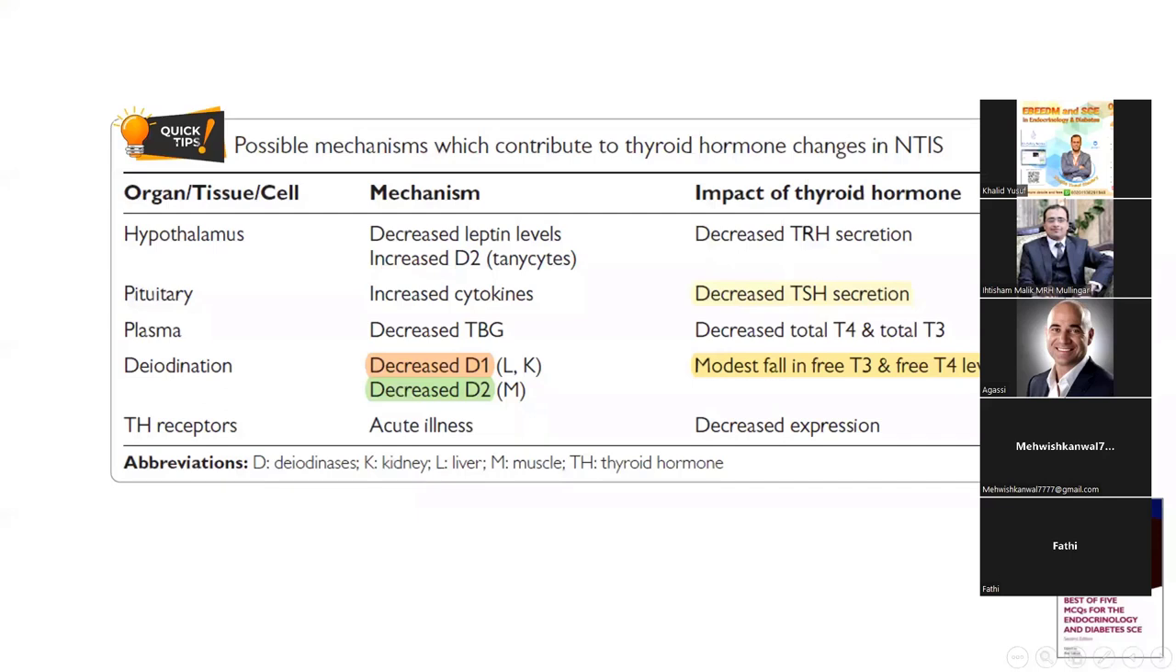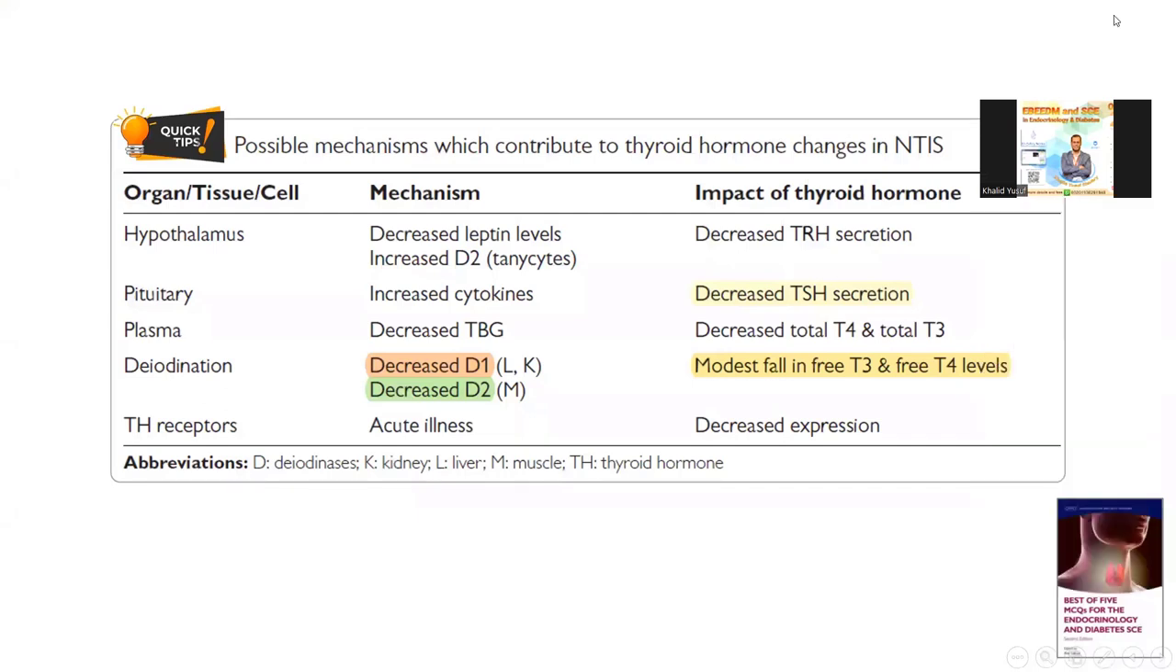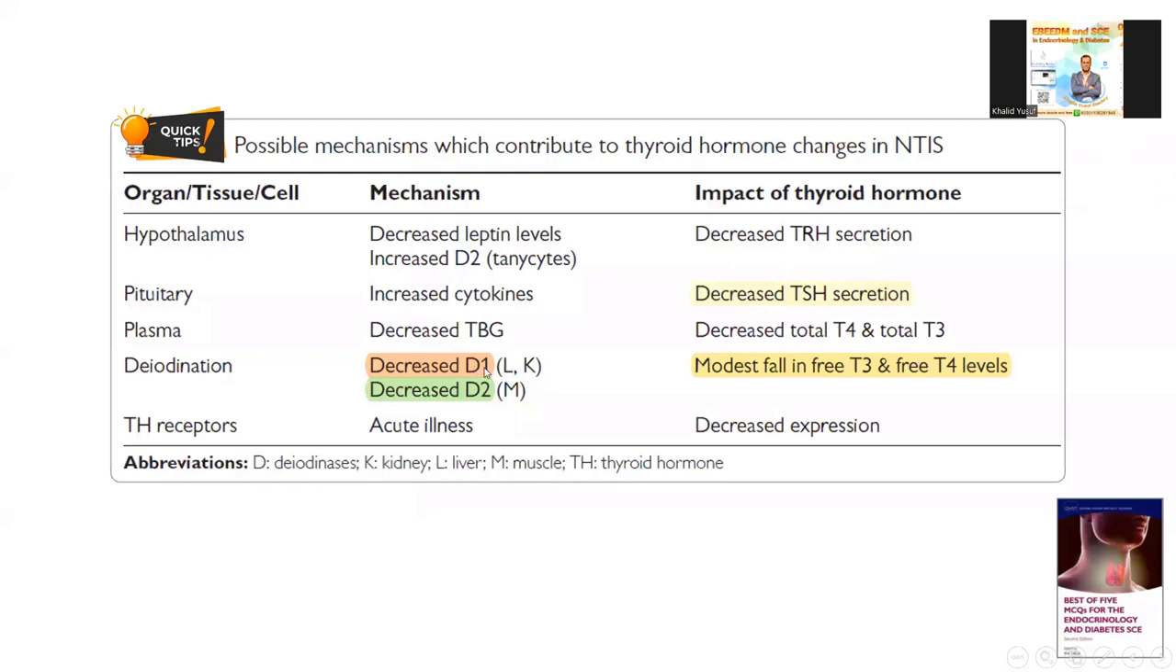D1 leads to what? D1 is present in which organ? Liver and kidney. And muscle. D2 is present in which organ? Pituitary and the neuron. D1 and D2 are responsible for conversion of which to which? T4 to T3. Yes. What about D3? Placenta. It converts T4 to reverse T3 and converts T3 to T2. Yes, T2. And they are present mainly in the placenta.